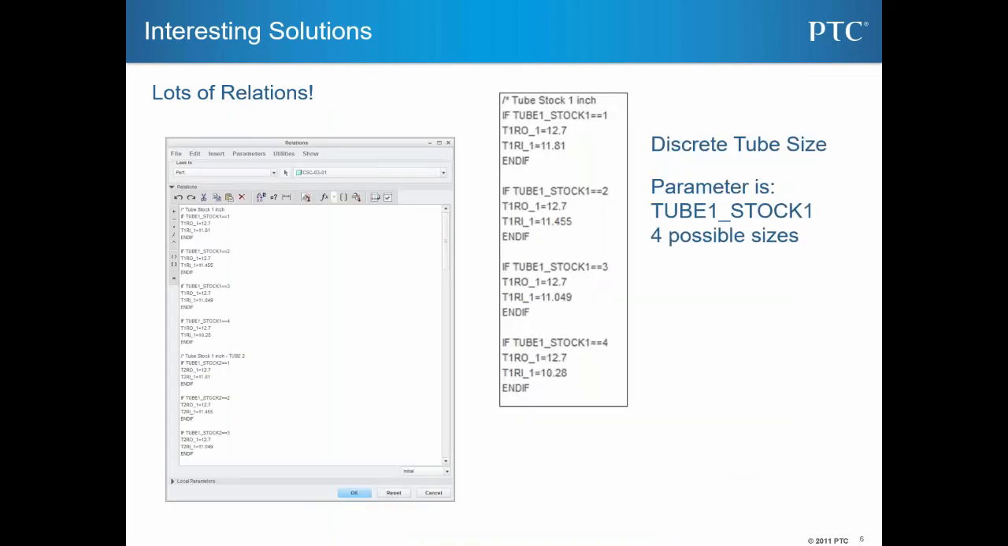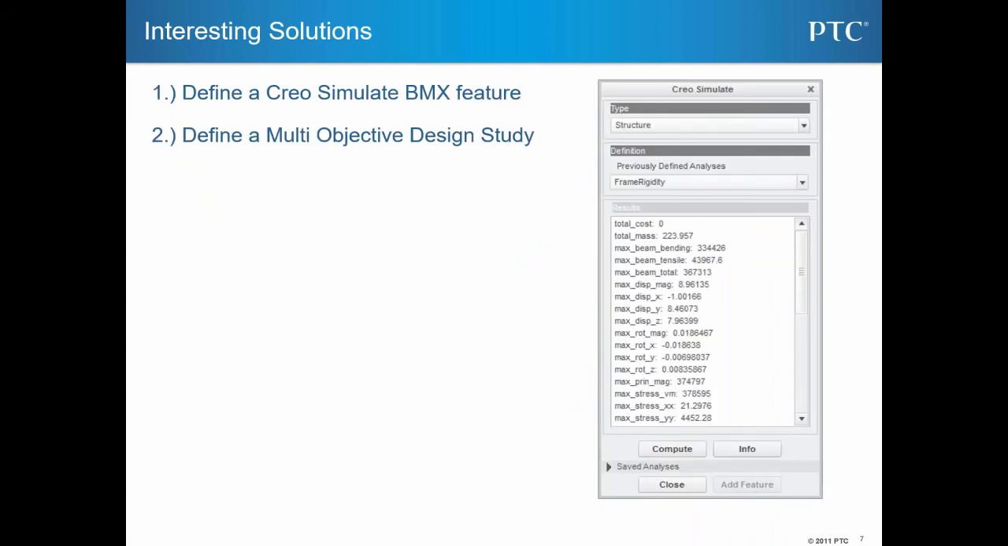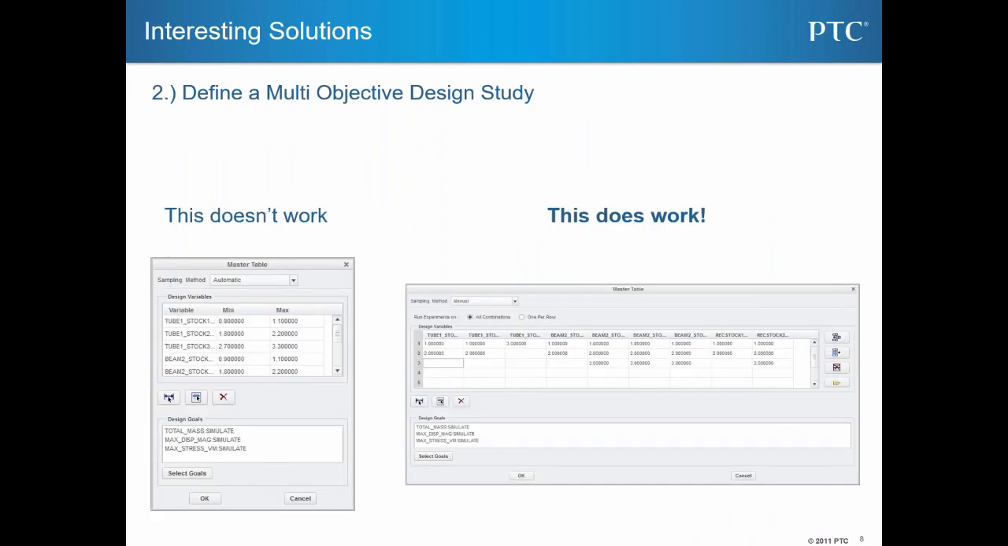And then I can also do some relations, and I can have it say if tube stock 1 equals 1, then make the outer radius this and the inner radius this. If it equals 2, and so on, so I can have some if-then logic to control those dimensional values. And then I can take those into a multi-objective design study. I want to build a whole design of experiments with hundreds of different possible combinations of these discrete variables.